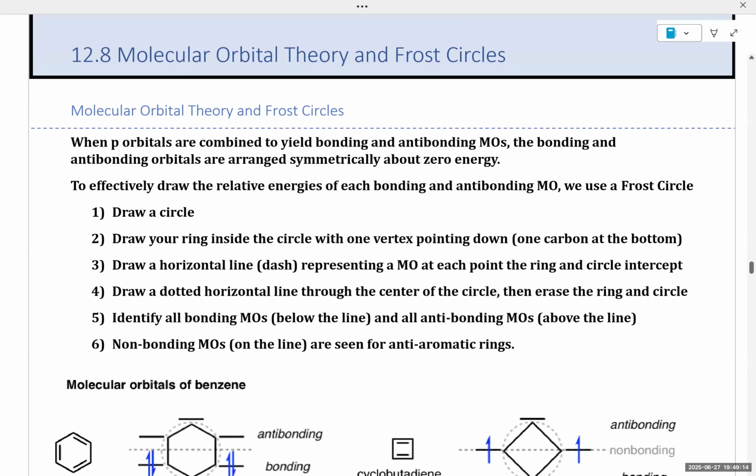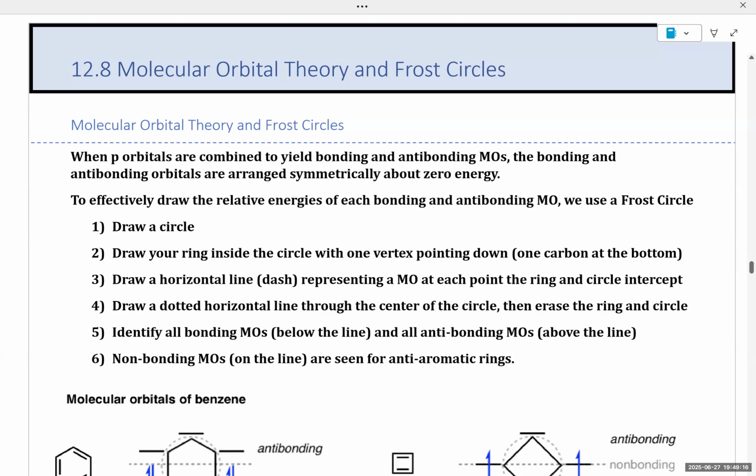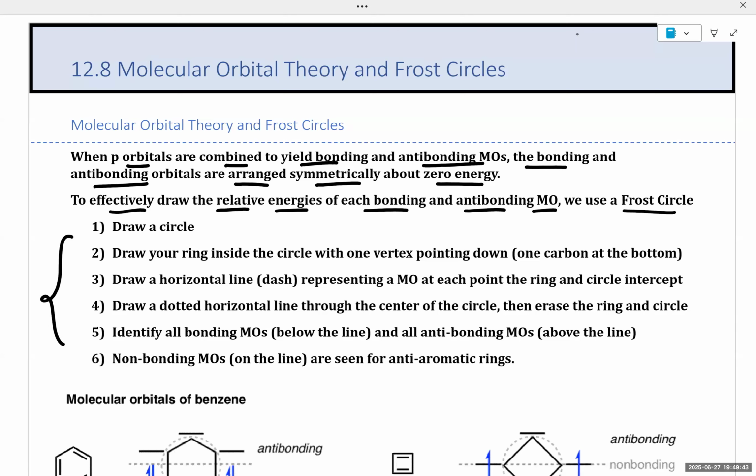Now, how do we explain that? Well, to do that, we're going to need to talk a little bit about molecular orbital theory and Frost circles. When p orbitals are combined to yield bonding and antibonding molecular orbitals, the bonding and antibonding orbitals are arranged symmetrically about zero energy. To effectively draw the relative energies of each bonding and antibonding molecular orbital, we use a Frost circle.